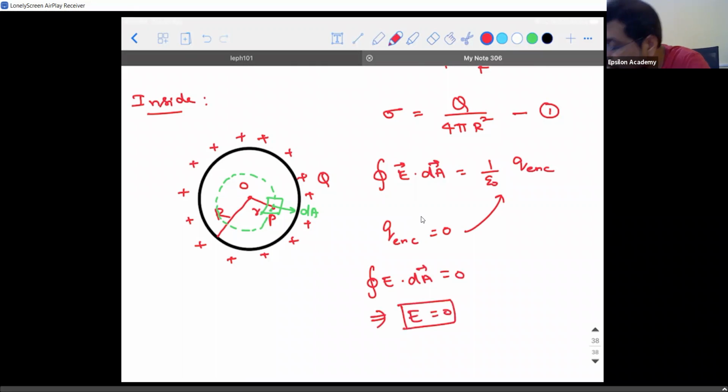So what is the important conclusion that we are drawing from here? When you talk about a spherical shell, the electric field inside it is always 0. Am I clear? Any doubt? Anybody with a doubt?